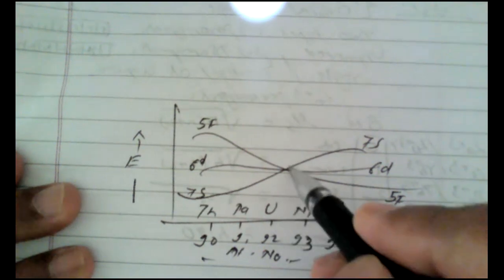This is a 5f orbital. This is again 7s orbital. This is a 6d orbital. Near about protactinium or uranium, all the three orbitals have almost equal energy.